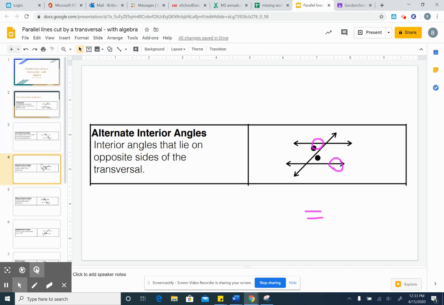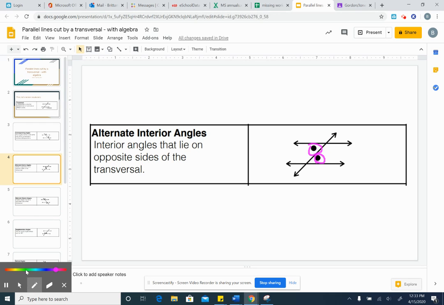Let's go to the next one. We have alternate interior angles. Alternate meaning opposite sides of the transversal, and interior meaning inside. So here we have two angles inside the parallel lines, and I always think of the letter Z. It's the two angles inside the letter Z that's formed when the transversal cuts through.